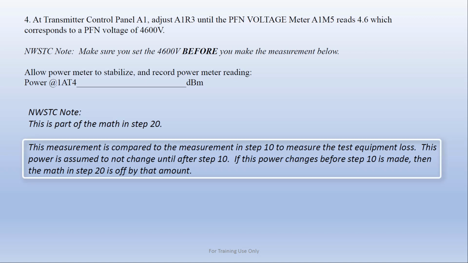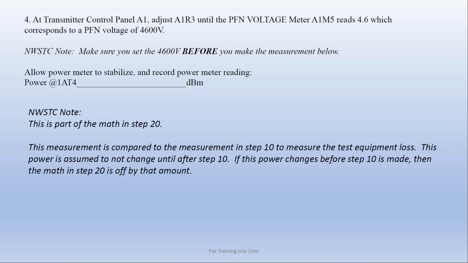At this point, we don't want to make any more changes between the measurement in step 4 and the measurement in step 10. So you want to make sure you make this adjustment before you read your power meter. We'll do the math in step 20, and we'll make our measurement at 1AT4.